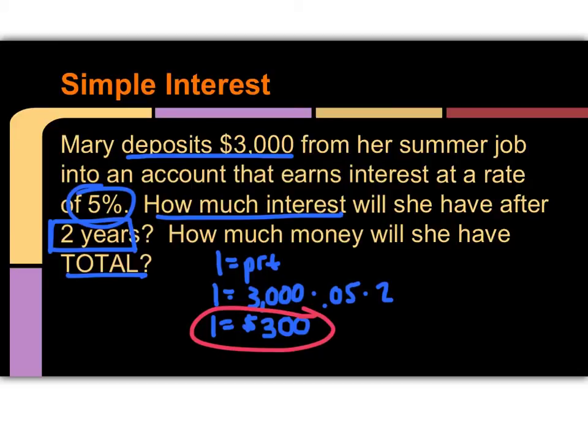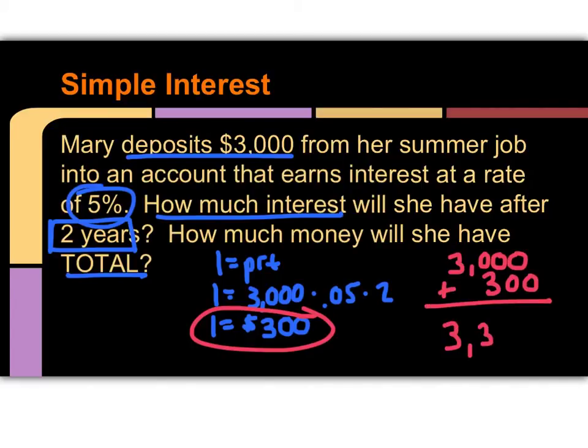Now we want to find the total. So again, we take the principal, $3,000, and we add the interest, and we get a total of $3,300 total. So she put in the bank $3,000. She's getting $300 in interest for free for leaving it in the bank for 2 years. And now she'll have $3,300. Woohoo, free money.